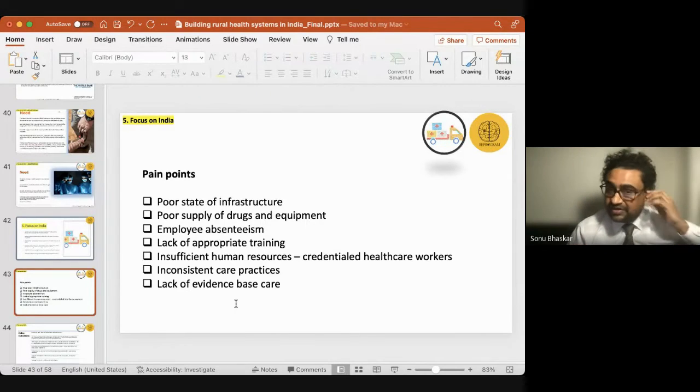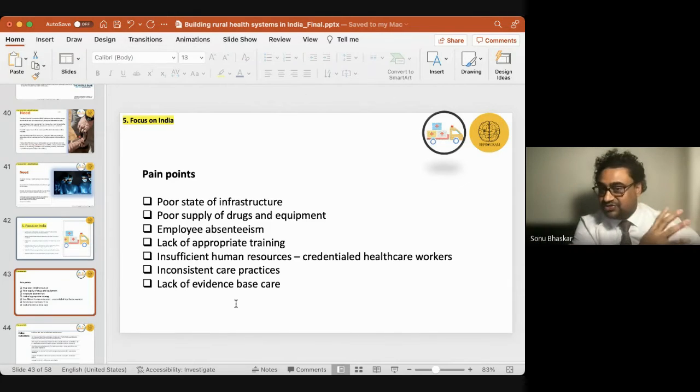And most importantly, it is astonishing that in India, there is a huge problem in employee absenteeism. A lot of healthcare workers don't turn up to their provider facilities, and many of them do have private facilities where they are serving patients. So this gap between integrity and absenteeism is a huge problem. Lack of appropriate training. There are not many credentialed nurse practitioners or healthcare physicians in rural India. Insufficient human resources, where the credentialing is such an important aspect.